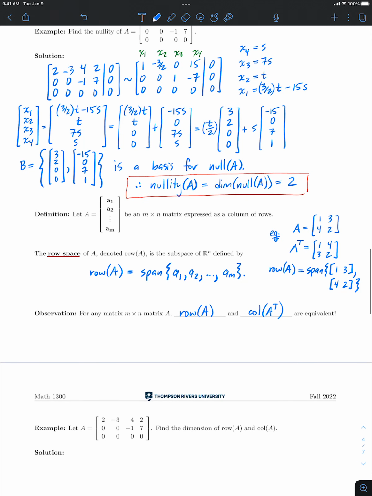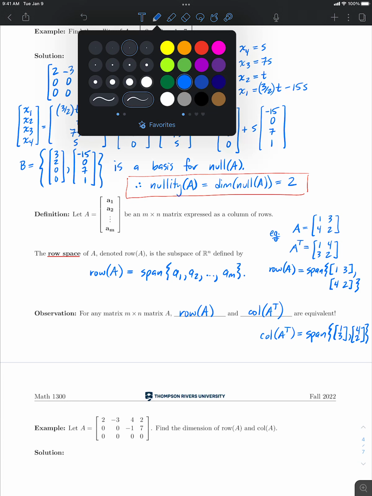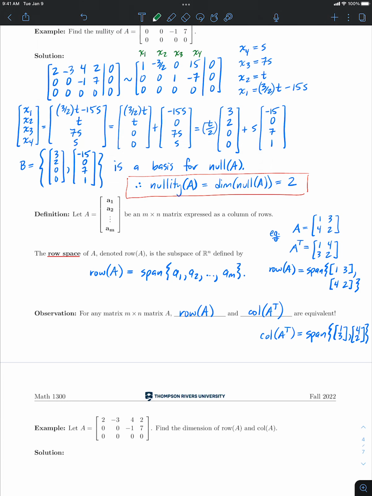But the column space of A transpose, well, that would be the span of what? A transpose, the first column is 1, 3. And the second column would be 4, 2. That's why I like writing column vectors better than row vectors, because they fit into space more naturally. Let me just draw this curve to isolate that example from everything else.